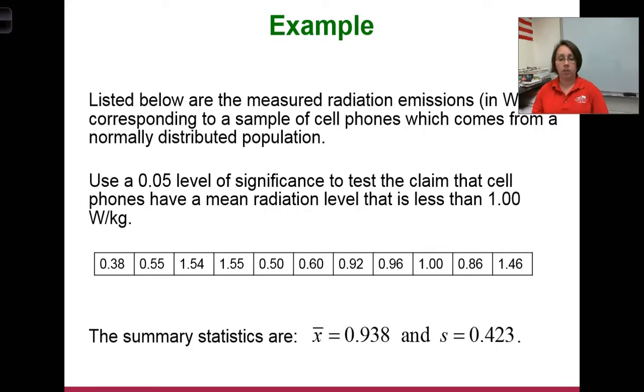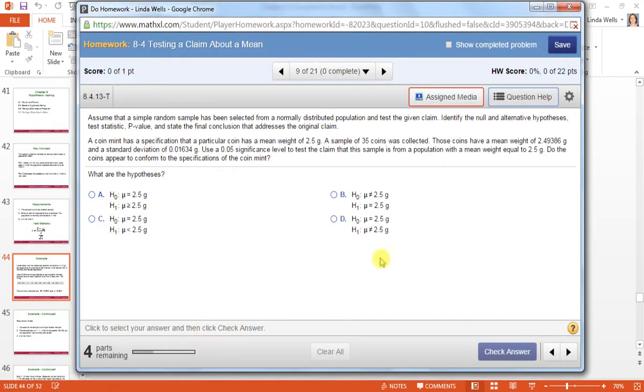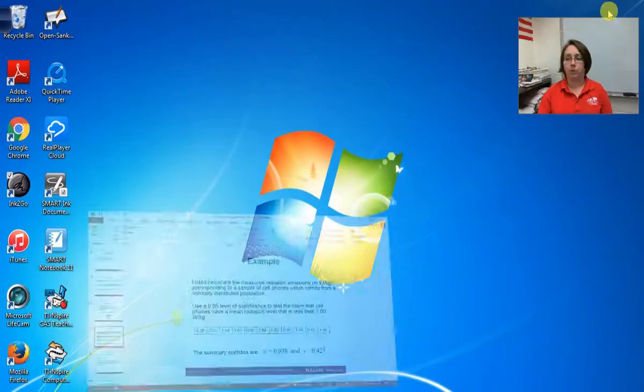So let me bring up StatCrunch. I already copied these numbers over. And let me remind you, so if you're in a homework question, like this one, uh-oh, where'd my picture go? Hold on, I don't know if it's recording.